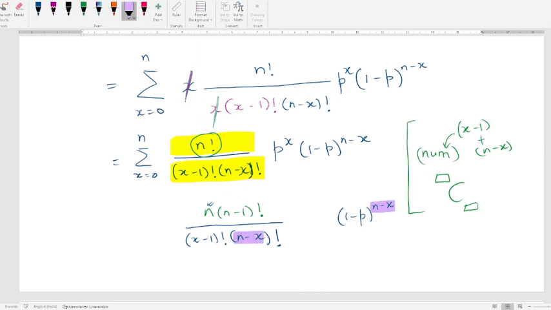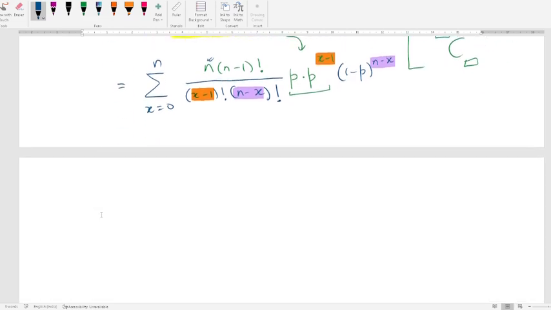Now, it would be nice again if we could somehow match the x minus 1 factorial term with the power of p, right? So let's try to do that. We can write p to the power x minus 1, and in order to compensate for the p to the power x, we can write this as p. So p to the power x has been written down as p multiplied by p to the power x minus 1, right? Okay, so far so good. Then, of course, there is the summation x is equal to 0 to n, and we are done with breaking down everything.